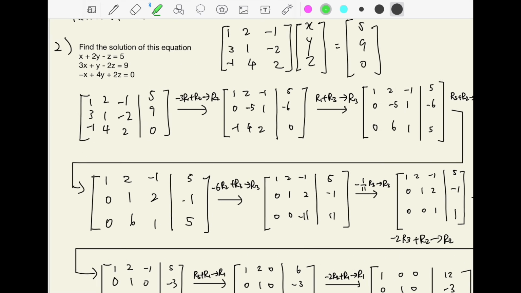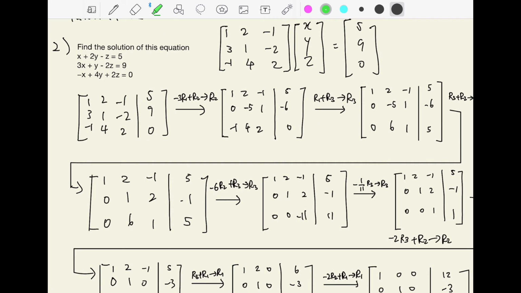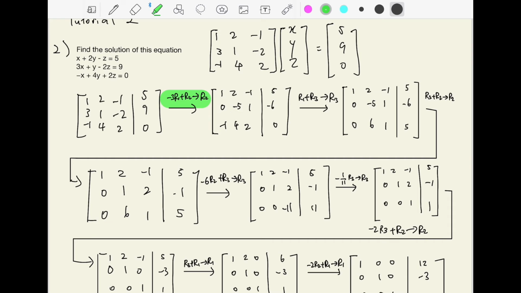So first, I use -3 r1 plus r2 and change into the new r2. Then I use r1 plus r3 into the new r3. Then r3 plus r2 into the new r2. -6 r2 plus r3 into new r3. Divide the r3 by -11 into the new r3.